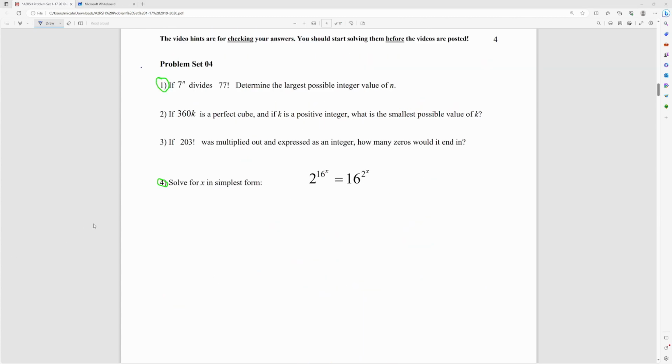Okay, if 7 to the n divides 77 factorial, determine the largest possible integer value of n. So first let's figure out how many multiples of 7 are in 77 factorial. To do that, we can just divide 77 by 7, and we get 11. But notice that one of those is 7 squared, which counts as 2 factors. So really, this is 11 plus 1 equals 12. In other words, there are 12 factors of 7 that divide 77 factorial. And so our answer is 12. Kind of underwhelming, actually.